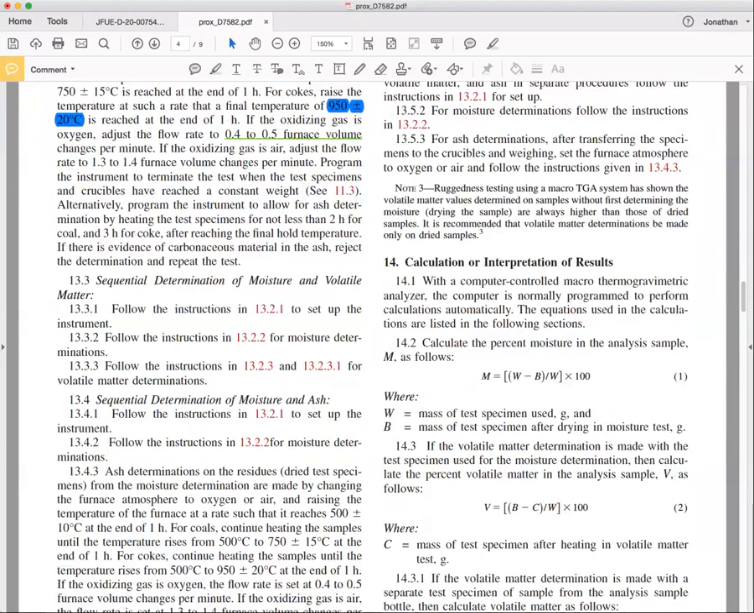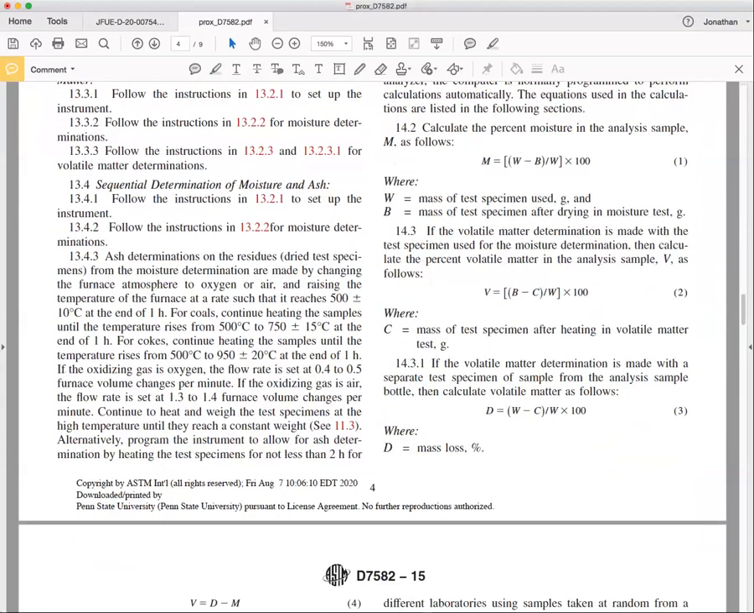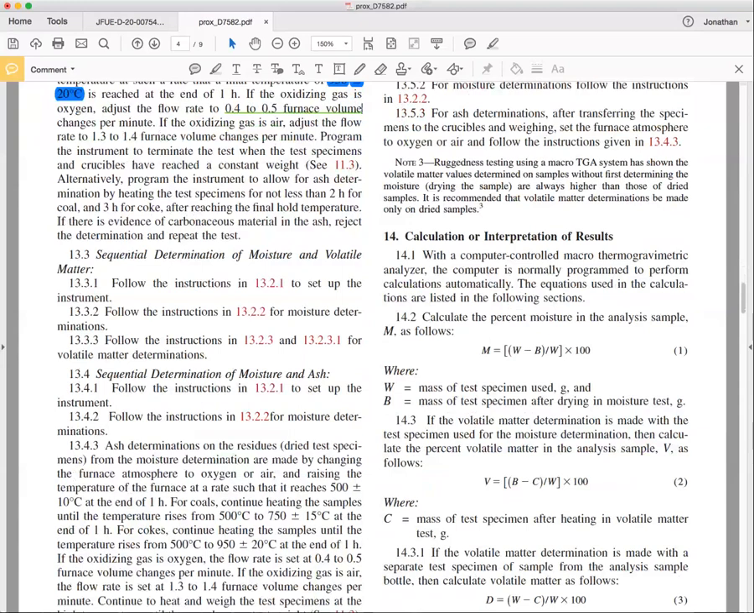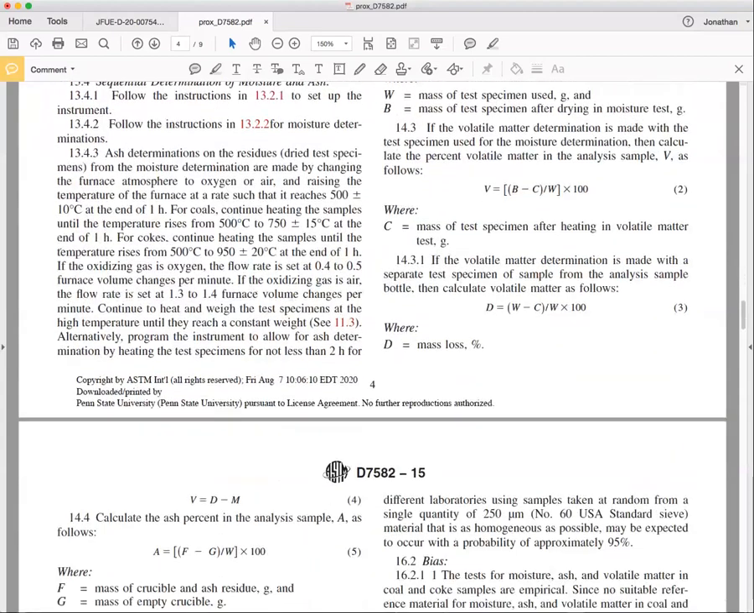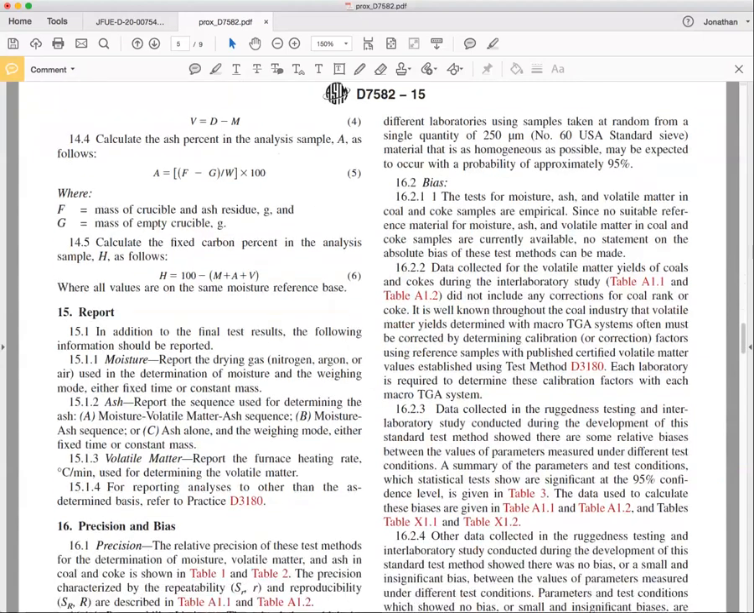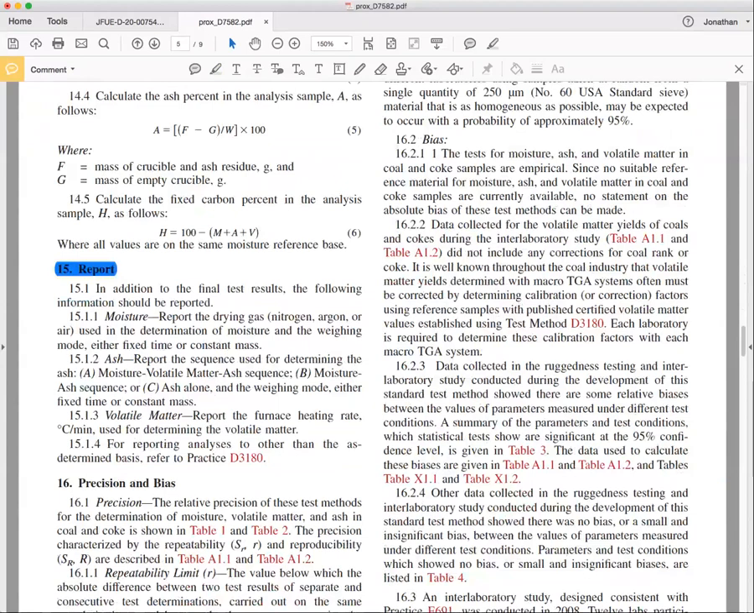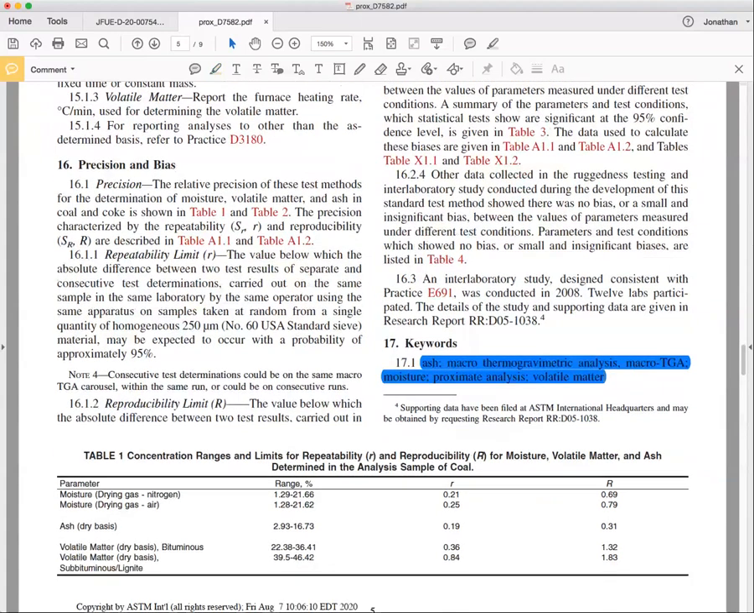So what else can we use in this particular piece? If you go and look at the calculation and interpretation of the results, these are the equations that allow you to do the conversions. And so very simple calculations, but very commonly done. The report is very helpful, tells you what you should typically report. Sometimes I have additional requests. Precision and repeatability are something we'll come back to, as well as bias. So not particularly key. Keywords are helpful for doing searches within books. And so I would use those as well.